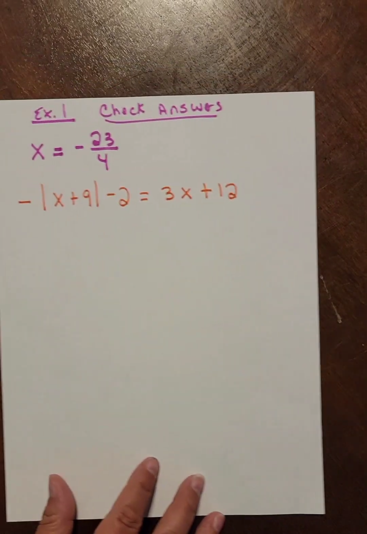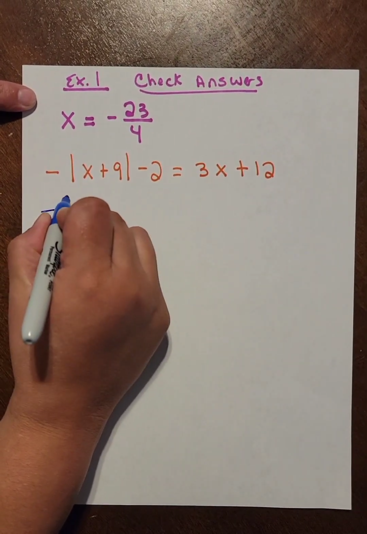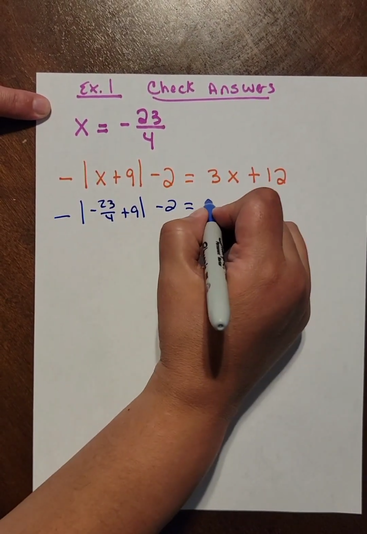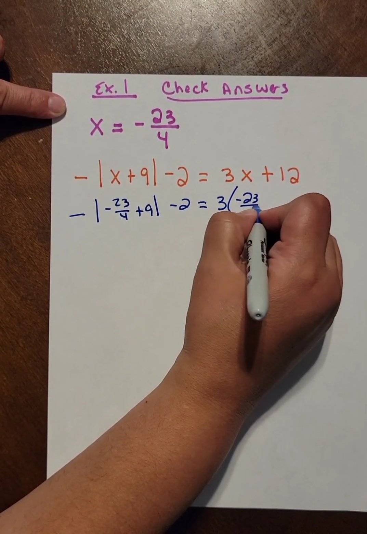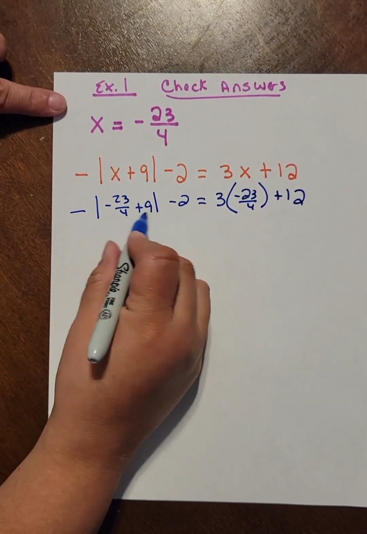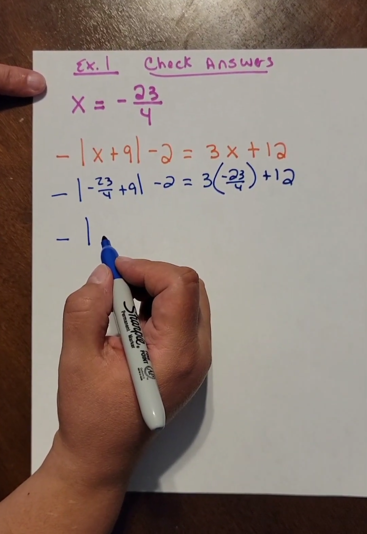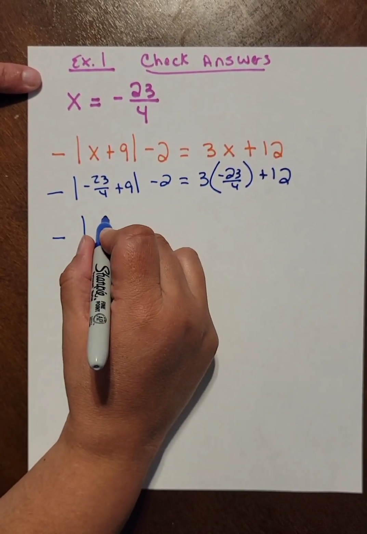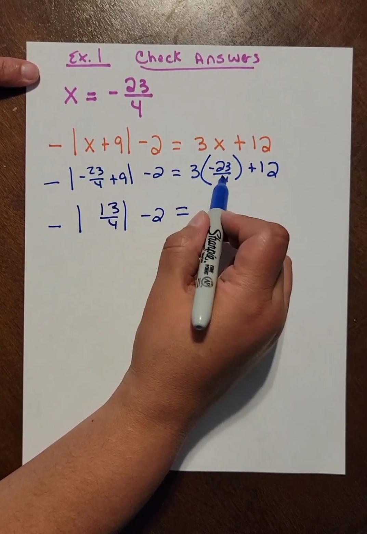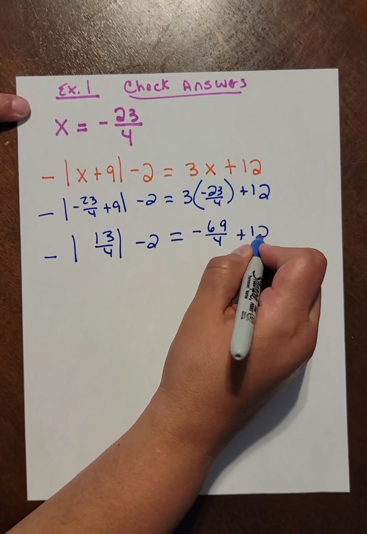So first I'm going to replace x with negative 23 over 4. So I'm going to put negative 23 over 4 wherever I see an x. Then from here, I'm going to combine what's inside the absolute value brackets. So negative 23 over 4 plus 9 gives me 13 over 4 minus 2. And when I multiply 3 times negative 23 over 4, I get negative 69 over 4 plus 12.